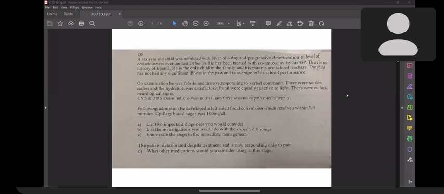So the first part of the question is to list two important diagnoses you would consider. When there is a child who is having a deterioration of level of consciousness, we have a background framework to work on it. Traumatic, non-traumatic. So this is unlikely to be traumatic.